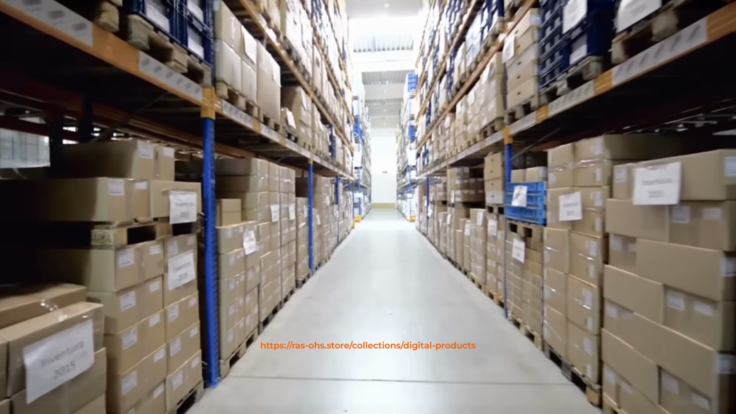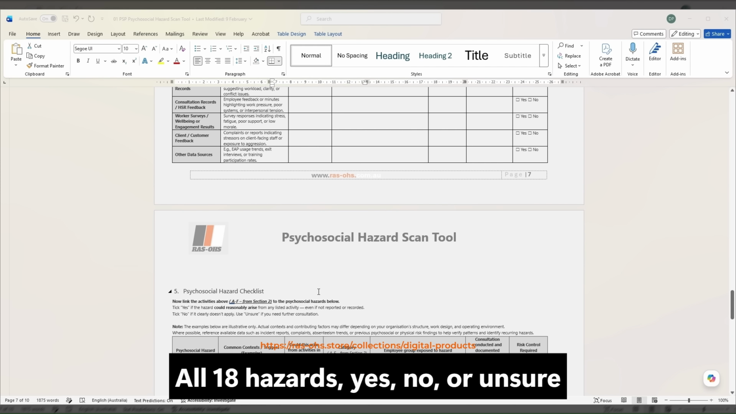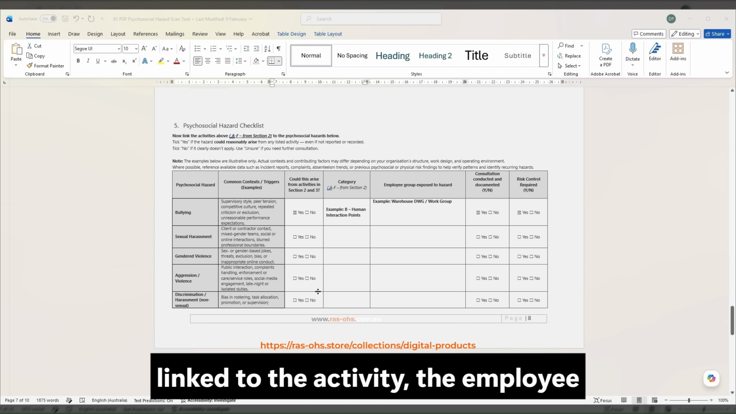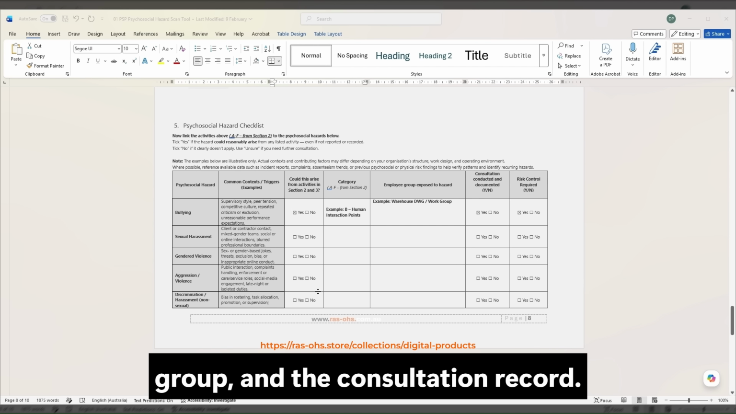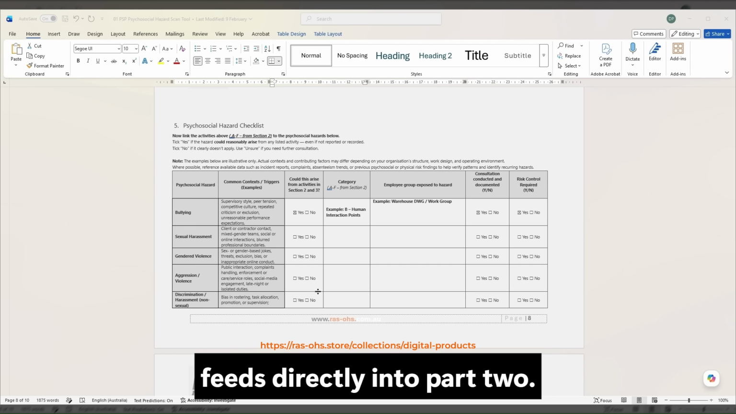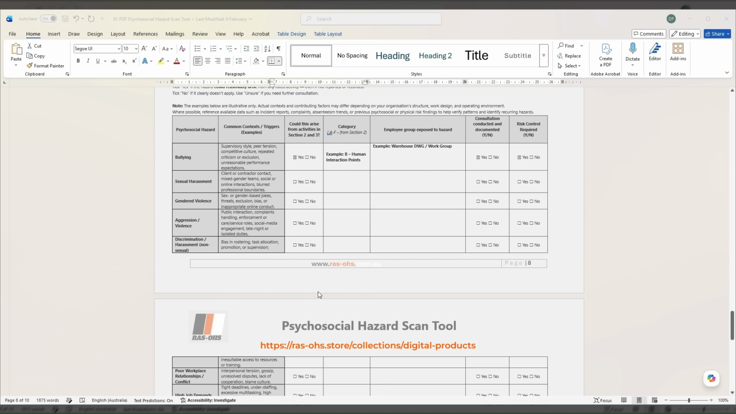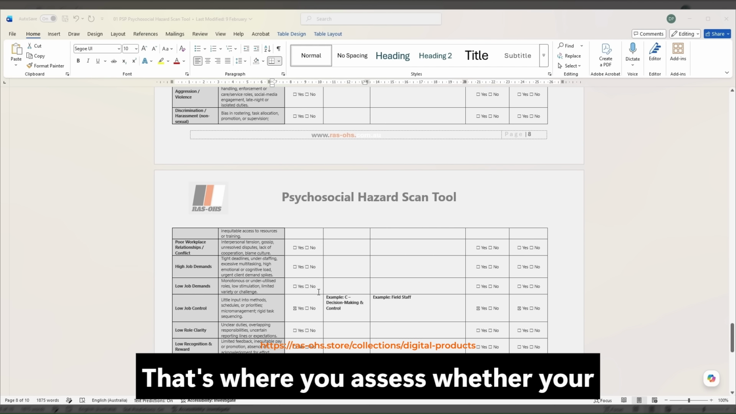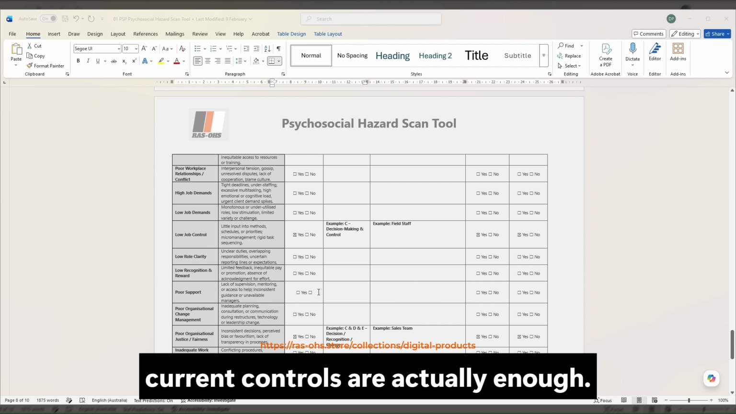Then the checklist: all 18 hazards, yes, no, or unsure, linked to the activity, the employee group, and the consultation record. Anything flagged, risk control required, feeds directly into part 2. That's where you assess whether your current controls are actually enough.